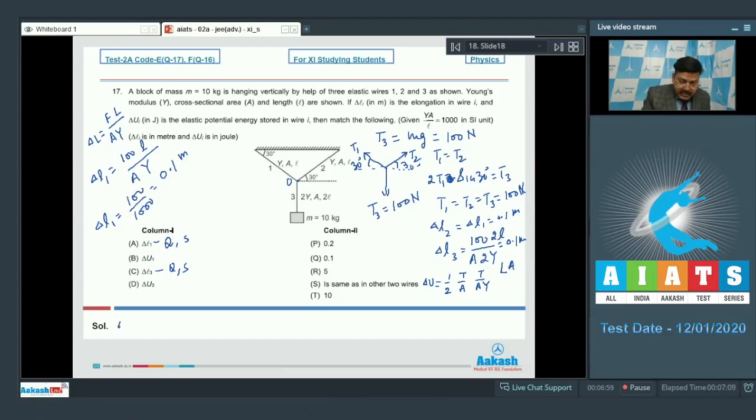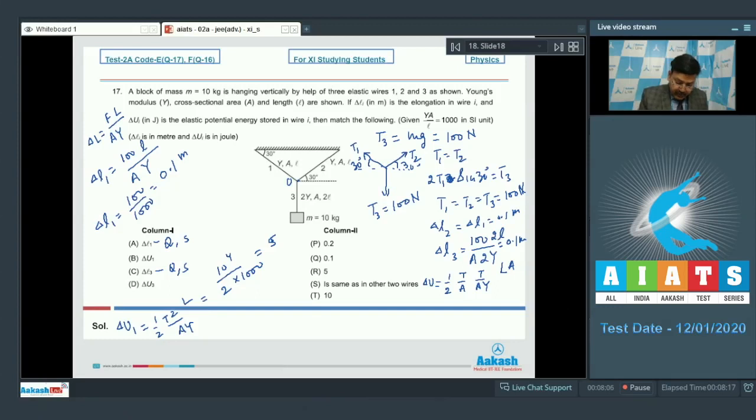Now, if we look at delta U1, it is 1 by 2 T square divided by AY into L. Now, A is same in all the cases, but L and Y may be different. For delta U1, Y is Y, and capital L is simply small l. So if we calculate the value, delta U1, T square will become 10 to the power 4. Of course, 2 is here. And YA by L will be 1000 units. It is 10 by 2 or 5 units. So delta U1 is 5 units.